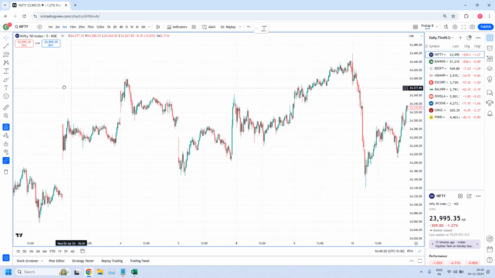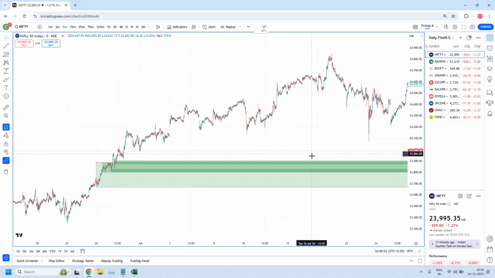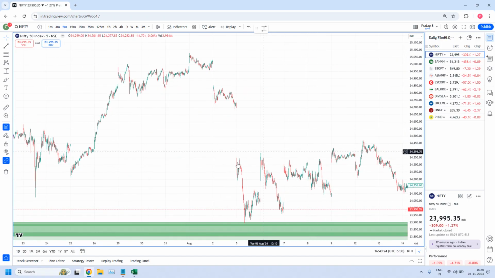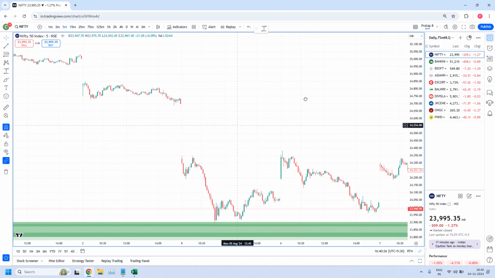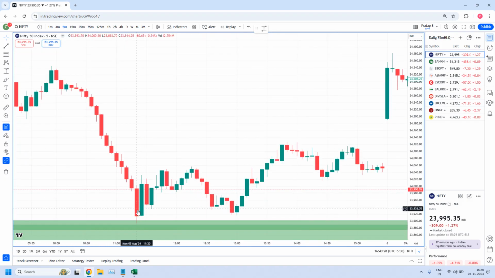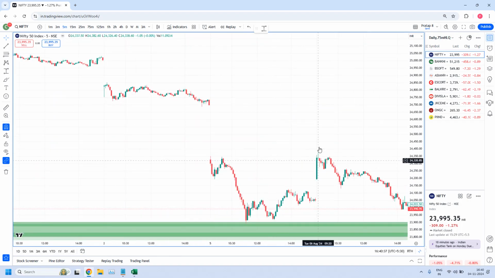See what happened next time. Price touched this zone, the aggressive trade setup area, the 5-minute zone, on 5th August. After that there is a move, a good move.